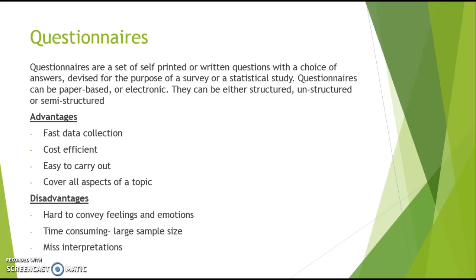We're now going to move on to questionnaires. Questionnaires are a set of printed or written questions with a choice of answers. This is devised for the purpose of the survey or the statistical study. Questionnaires can be paper-based or electronic, and they can either be structured, unstructured, or semi-structured. An advantage of a questionnaire is that it's fast data collection, because often they do not take much time to do, and it's an easy way of finding out the data that you want and being able to ask specific questions to get the answer that you want.